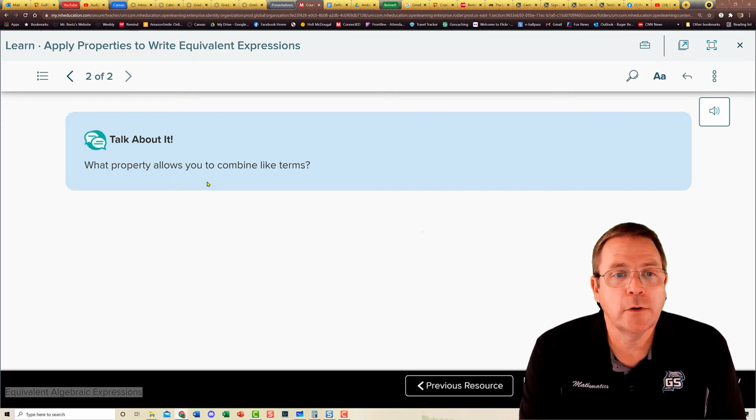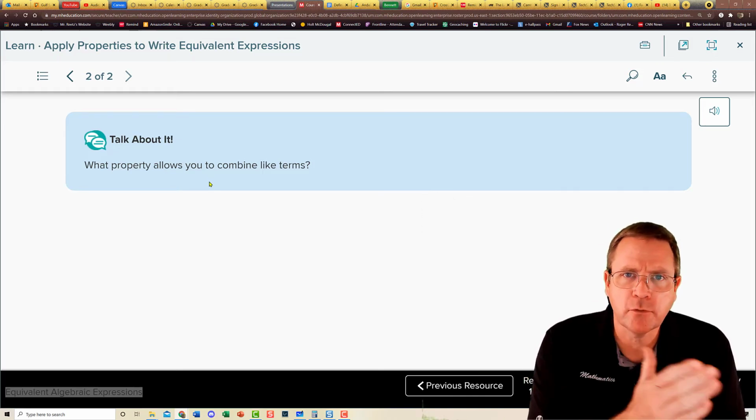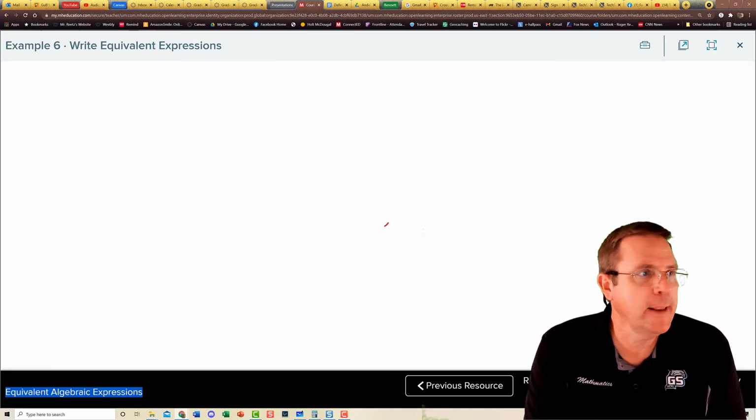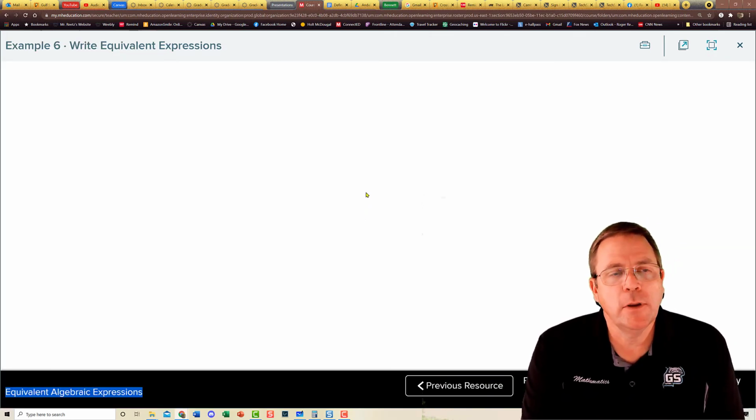What property allows you to combine the like terms? Well, I just really don't know what they're talking about there. I think they're referring to the commutative property, which allows us to move them around so that we can combine them. Now it's going to be your turn.